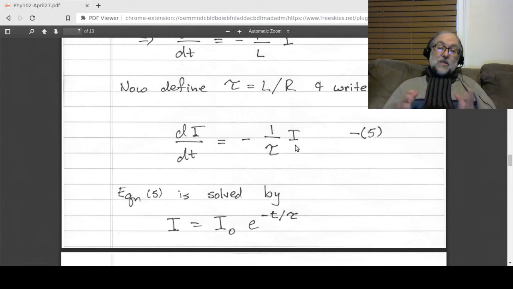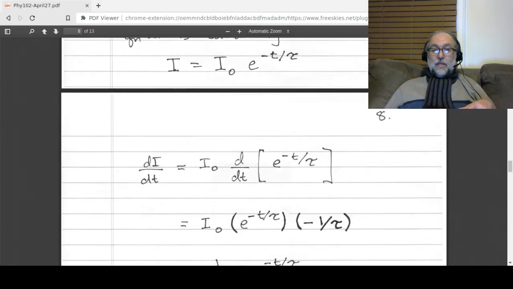This equation 5 has the exact same structure as the differential equation above in terms of dq by dt. And so it's pretty obvious that it's going to be solved by I as a function of time. I didn't write the time dependence there, but I is going to change over time. It's going to equal the original current, that's the current at t equals zero, multiplied by the exponential decay.